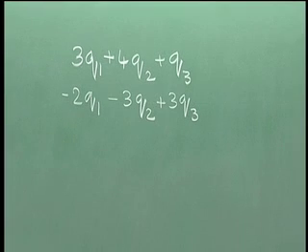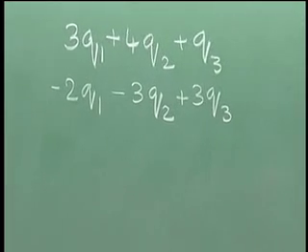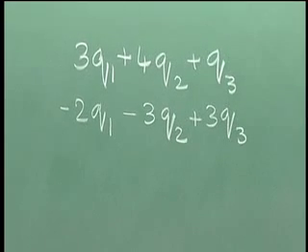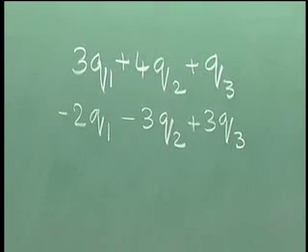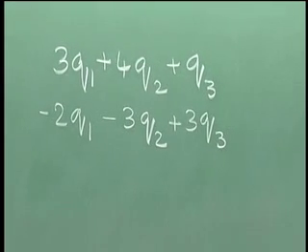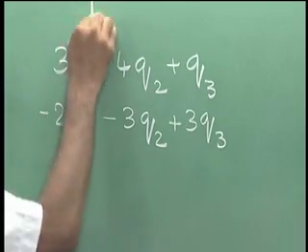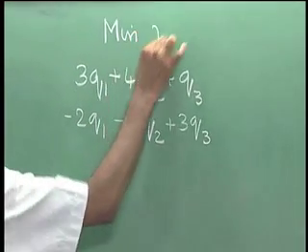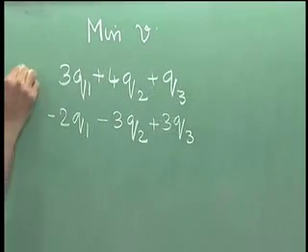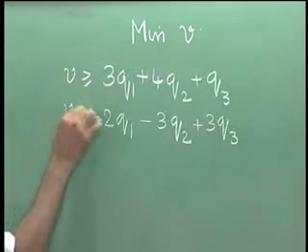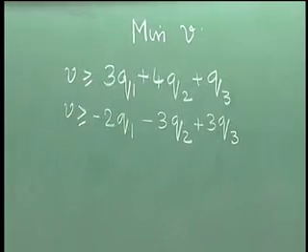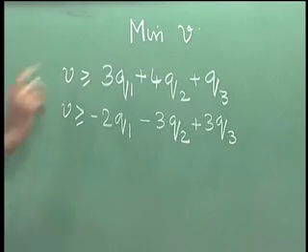So, this is B's two losses. So, B will do a minimax strategy. B will try to minimize the maximum loss that A will inflict on B. So, B will try and minimize V such that V is greater than or equal to this, V is greater than or equal to this, minimize the maximum of these two.